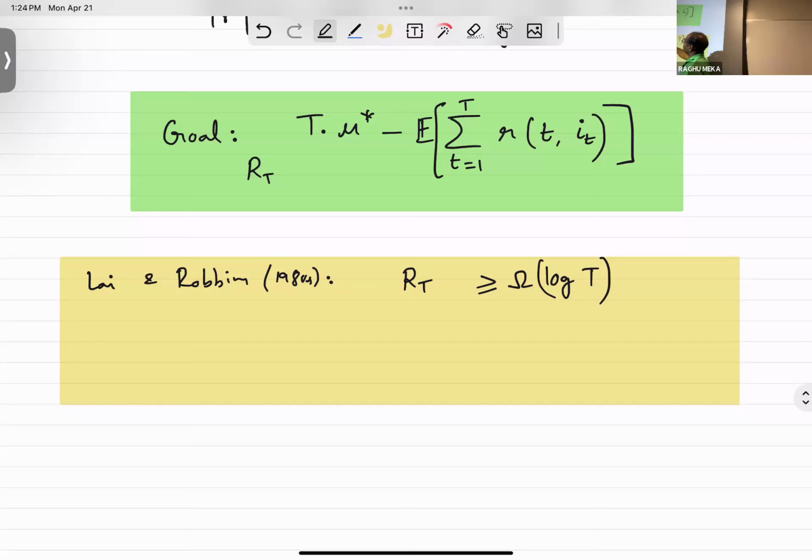In multiplicative weights, we're only getting square root t, whereas here it's like log t. So it seems like we're doing better than multiplicative weights, even though we're getting less information. But remember, we assume stochasticity here. So the rewards are not completely arbitrary. That's what distinguishes it.